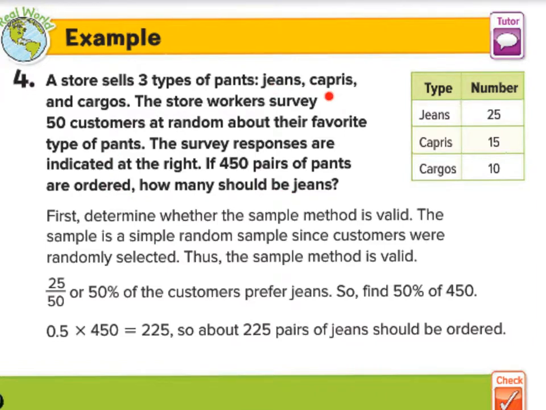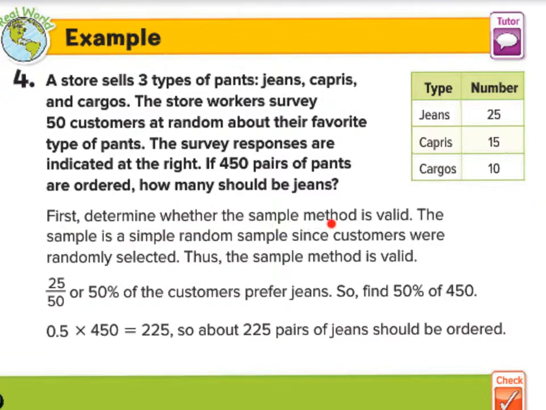So this will give us a sample. And again, this is a targeted audience that they're surveying. It's the customers that come to that specific store, so it would be good to ask them. So this is a convenience sample, but this will help us determine what their inventory should look like, all based on what they like. So 25 customers said jeans. Okay, jeans is their favorite. Capris for 15. Cargos is 4, so we have 50 right there.